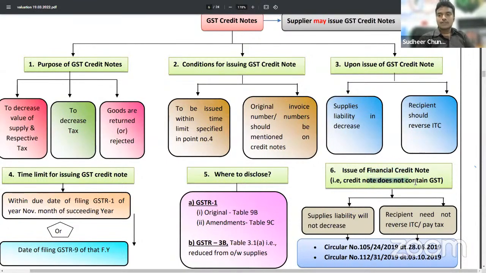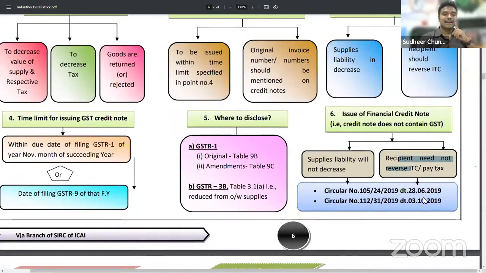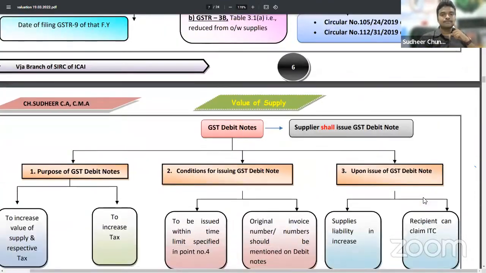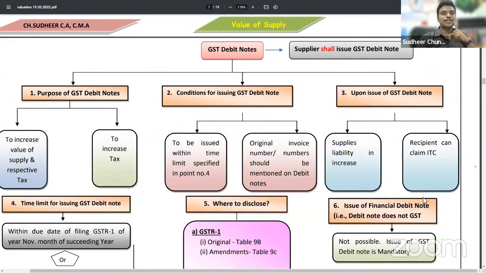So, a credit note which does not contain GST. When a financial credit note is issued, the supplier need not reduce his liability. At the same time, the recipient also need not reverse the ITC. This is a very, very important aspect. Practically, many issues were being raised regarding this aspect. So we have completed the GST credit note.